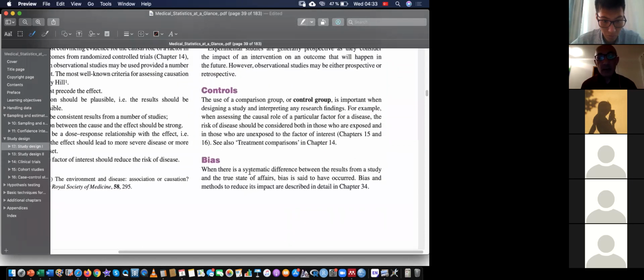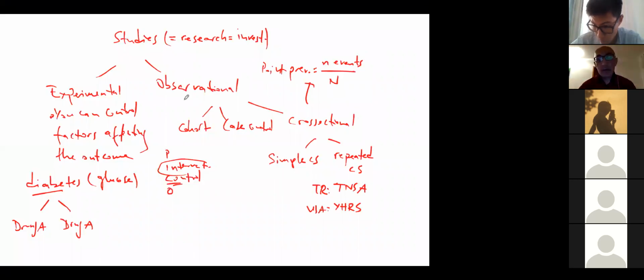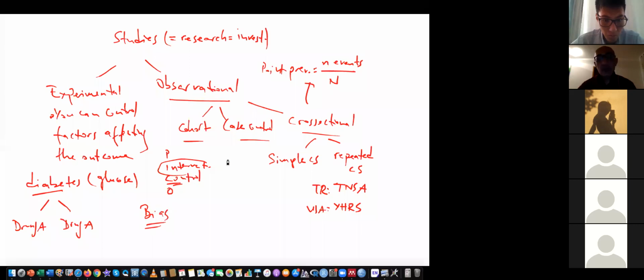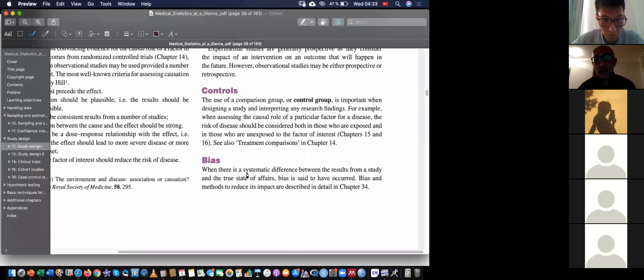Lastly, I have to mention bias in study design. There are other observational study types, but I remain with these three: cohort, case control, and cross-sectional. And what is bias? Bias is also very important. In a study, bias is a systematic difference between the results, a systematic effect which will affect the state of affairs.